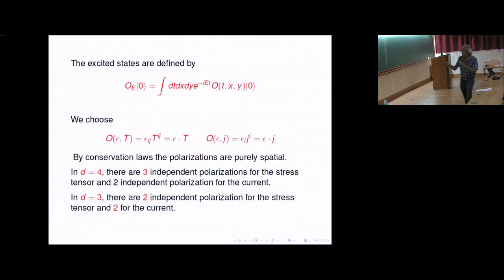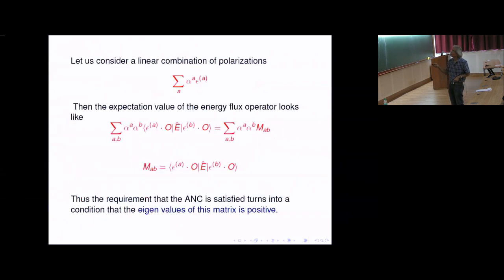So suppose the independent polarizations are some epsilon alpha, some linear combinations of the polarizations, and then you construct this particular matrix of various polarizations of this operator, and you measure this energy flux. And so you get this matrix, and the requirement that the average null energy condition is positive turns into a condition on the eigenvalues of this matrix.